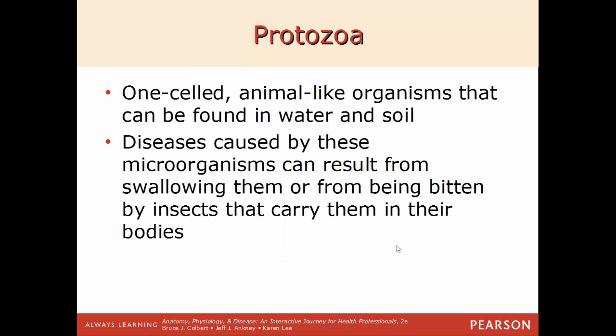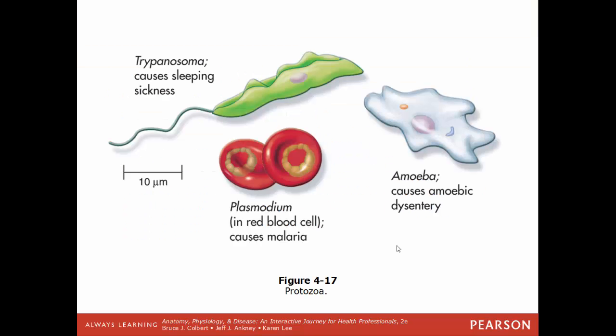All right, next we'll talk about protozoa. Protozoa are one-celled, animal-like organisms that can be found in either the soil or in the water. Now, diseases caused by these organisms can result from either swallowing them or being bitten by insects that carry them. Here are some good examples. Sleeping sickness, malaria, and amoebic dysentery are all caused by protozoans.